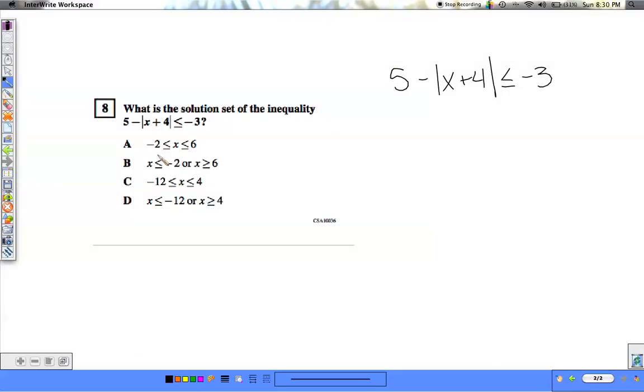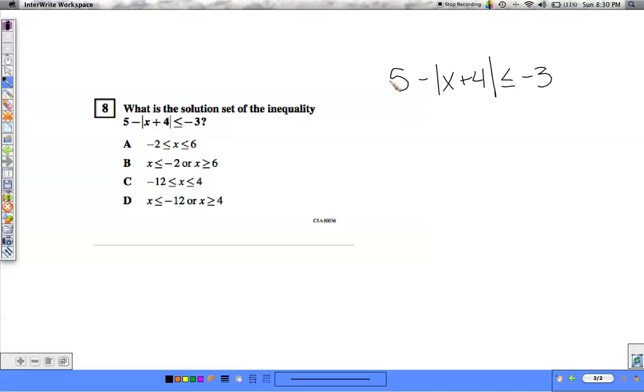Alright, this is number 8 in the Algebra CST release test question packet. 5 minus the absolute value of x plus 4 is less than or equal to negative 3. The first thing that we need to realize is that we have an absolute value. We need to isolate the absolute value just like it was a variable.